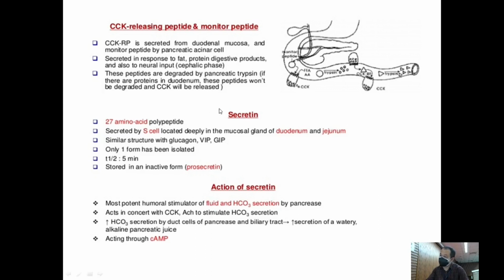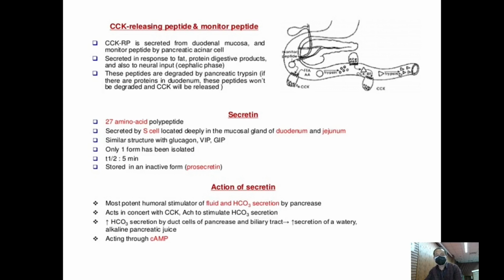So what stimulates secretin? It will be the acidity of the chyme that is reaching the duodenum. The acid chyme is therefore the most important stimulant of the S cells in the duodenum and jejunum that results in secretion of secretin. Fine. So what is the action of secretin? As I've said, it is the most potent humoral stimulator, that means hormonal stimulator, of fluid and bicarbonate secretion by the pancreas, by the liver as well.